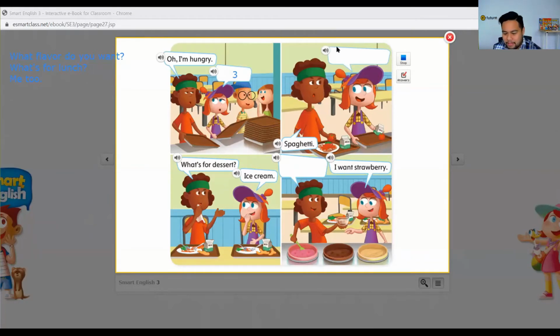And then we have our second picture. The boy says spaghetti. What did the girl say first? Very good. What's for lunch? And what number was that? Number 2. Very good, Claire. So then you can use the annotate function and put number 2. And then the last box.